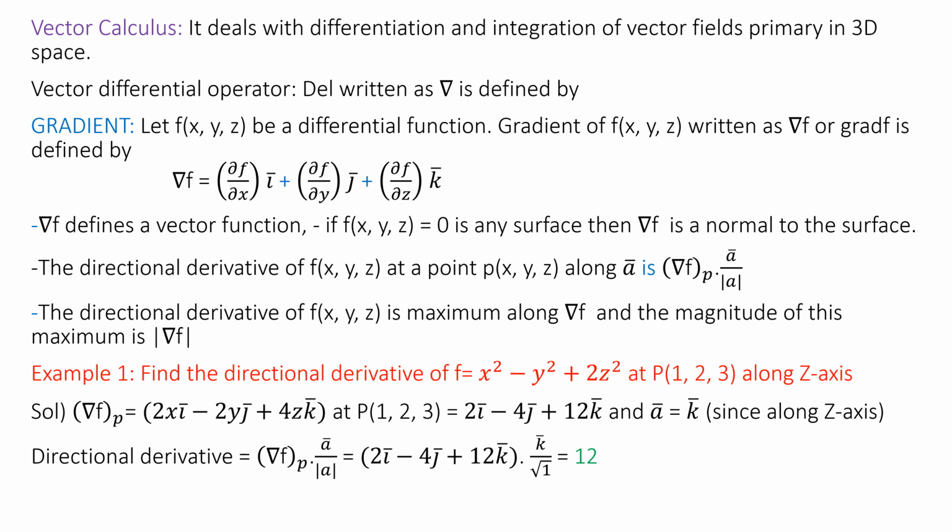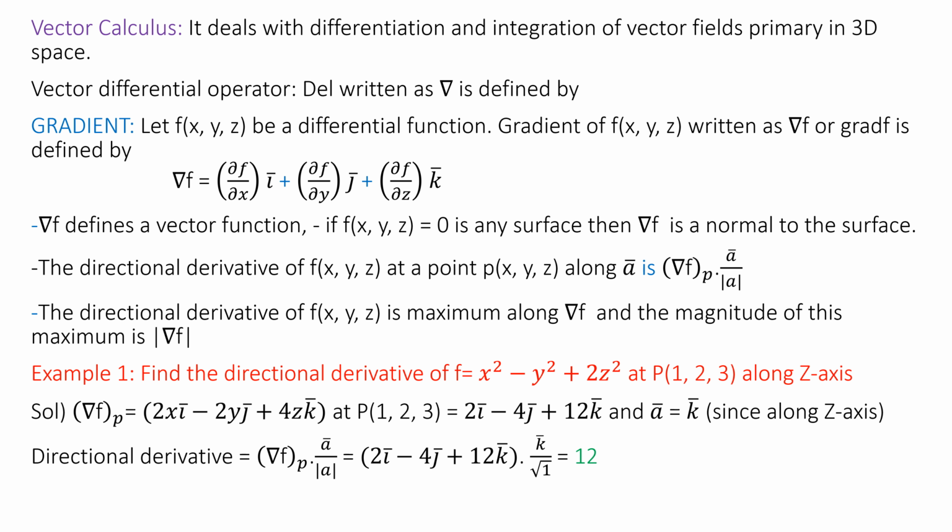Okay, so example 1: find the directional derivative of the function x square minus y square plus 2z square at p of 1, 2, 3 along z axis. Okay, so in order to identify the directional derivative, first you have to know del f at p. So the given function is x square minus y square plus 2z square. After using the del operator, dou f by dou x is 2x, so 2x i bar, minus dou f by dou y is 2y j bar, plus dou f by dou z, so 2 into 2, 4z k bar.